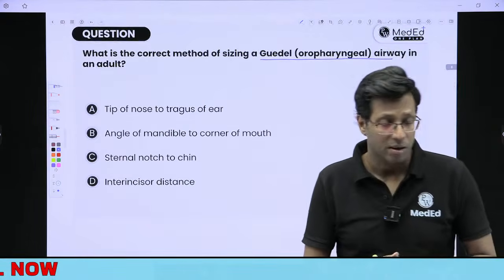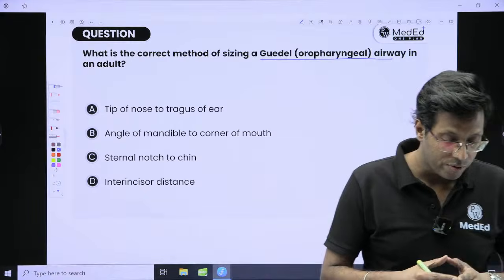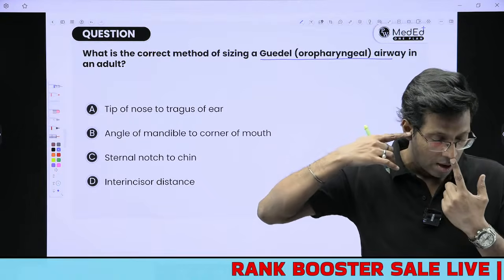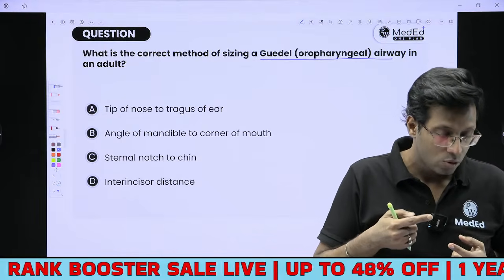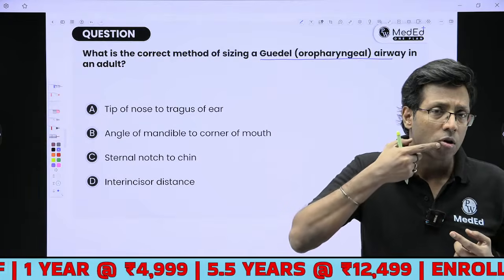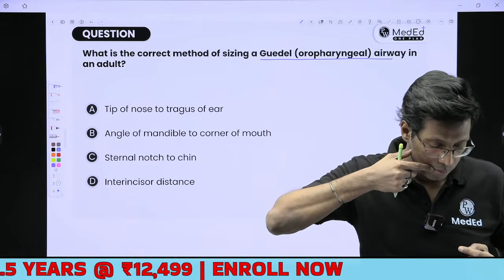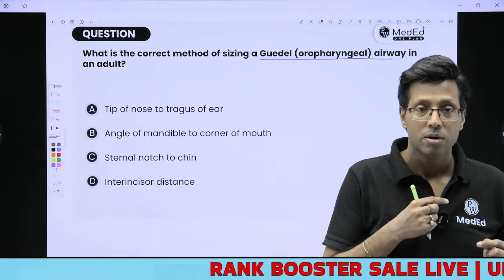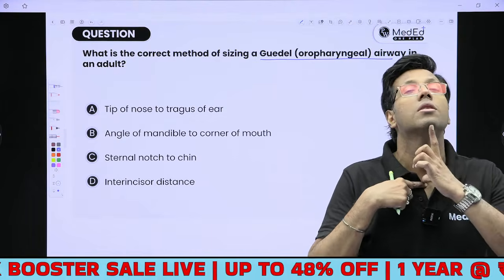Okay, from where to where is it in an adult? So A, from the tip of the nose to the tragus of the ear, from here to here. Angle of the mandible to the corner of the mouth. Basically corner of the mouth to angle of the mandible. B, sternal notch to the chin. Sternal notch to the chin, this part.